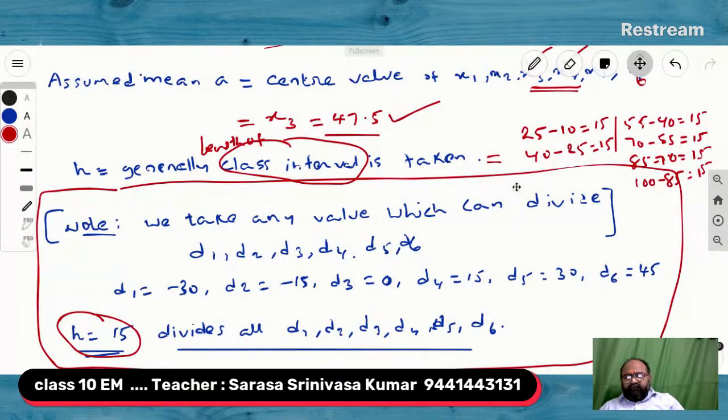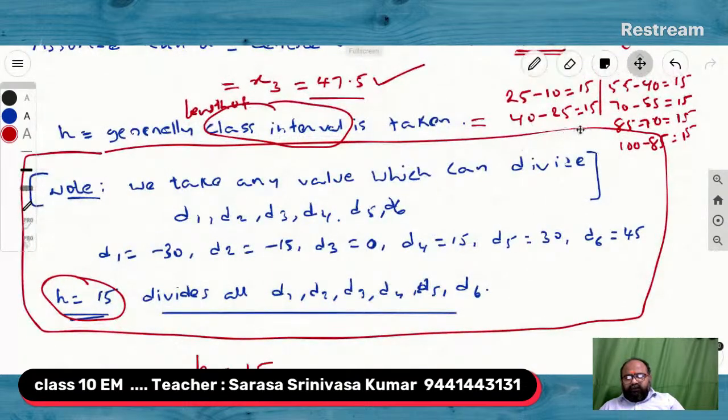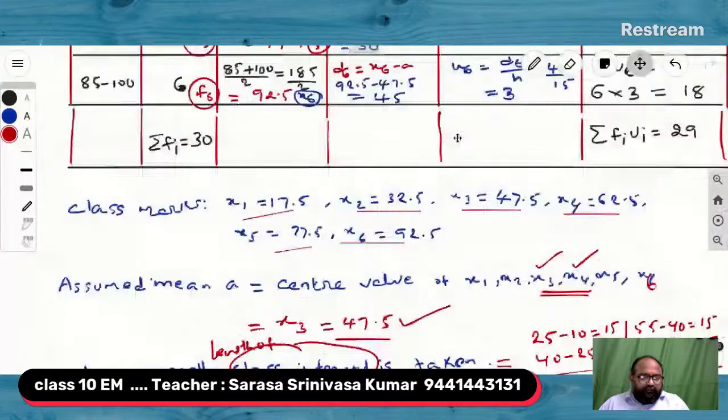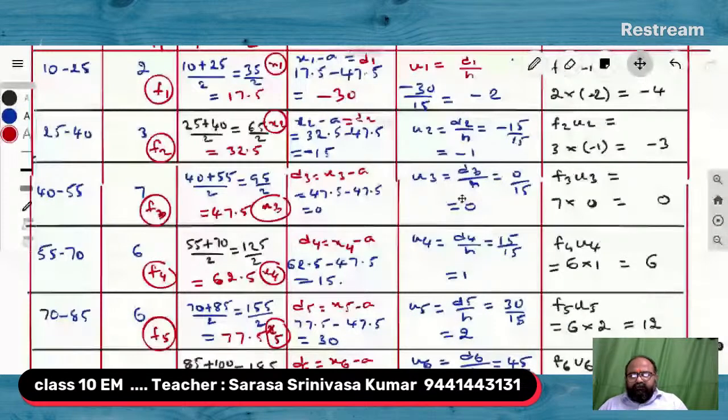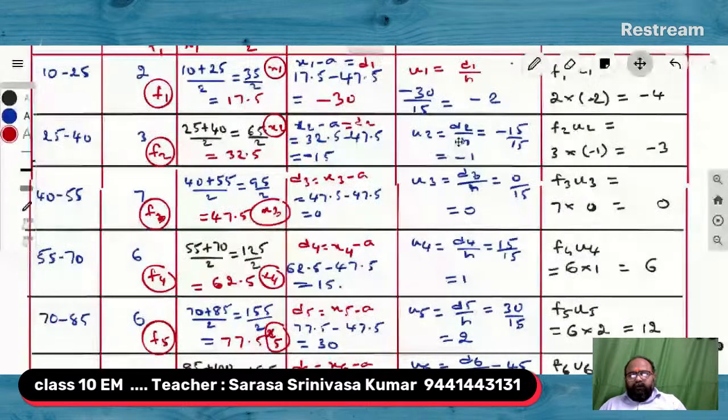But it is not a must to take only the length of the class interval. In general, h should divide all of D1, D2, D3, D4, D5, D6, in such a way that we choose h. It should divide all D1, D2, D3, D4, D5, D6.